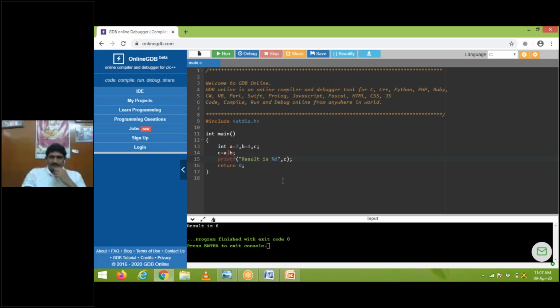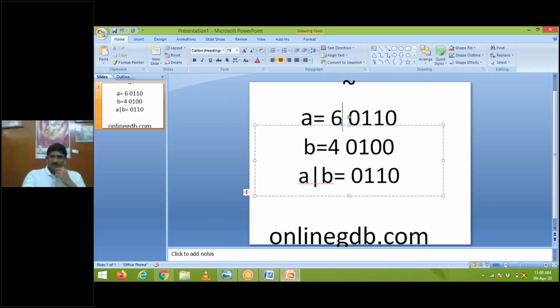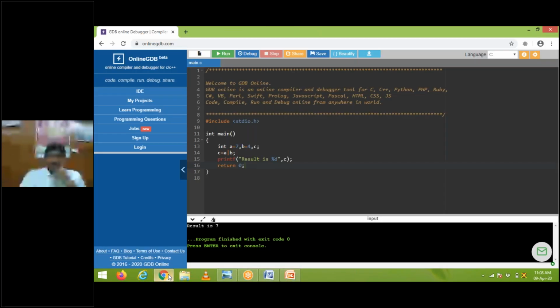Very good. 7 or 4, the answer is 7. Because 7 is 0 1 1 1. According to this, I'm giving A or B: if both are 0, then only 0, otherwise the result is 1. That means 0 1 1 1, the answer is 7. So 7 is printed here. Very good, all are correct.